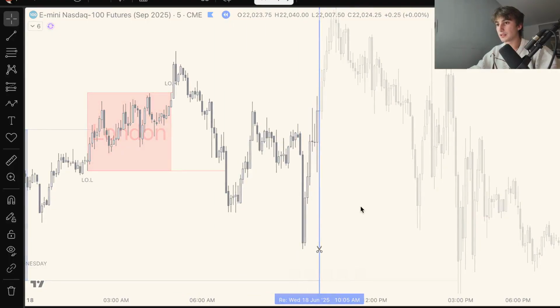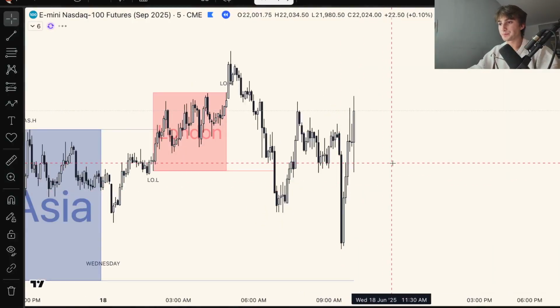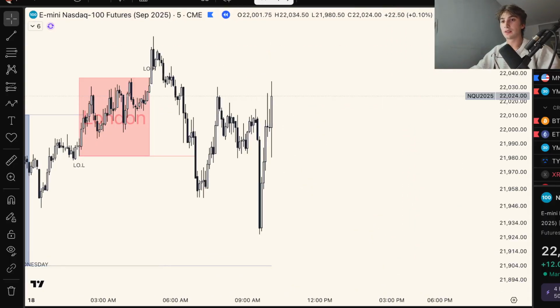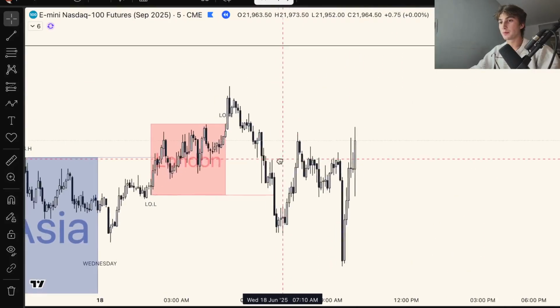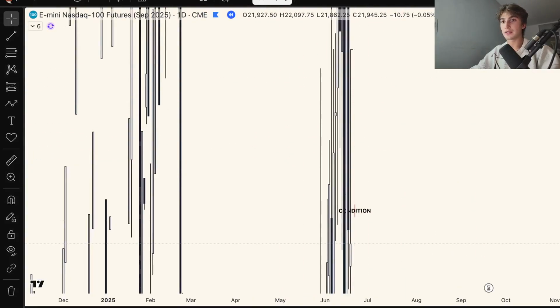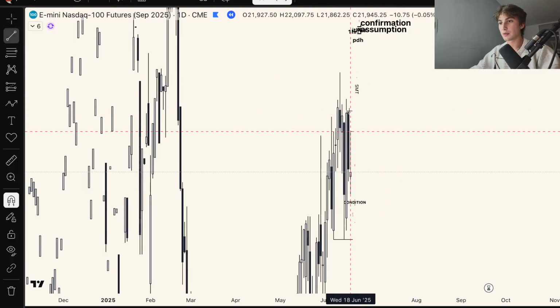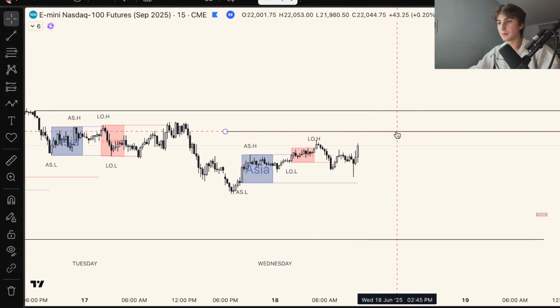Let me see here. Actually, I feel like this is a good example. Yeah, perfect example actually right here. So let's look at this. Once again, what do we see here? We can see that price has, let's see, maybe mark out previous day high right here.